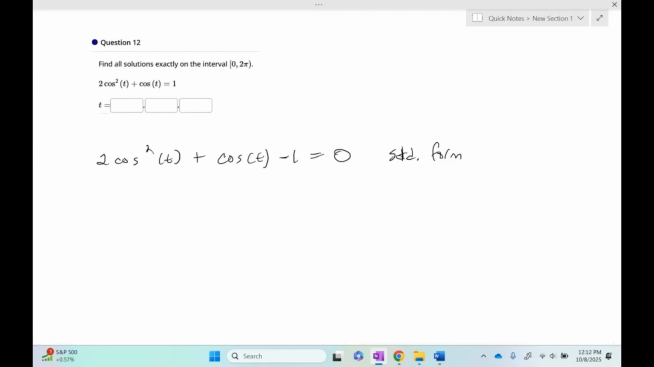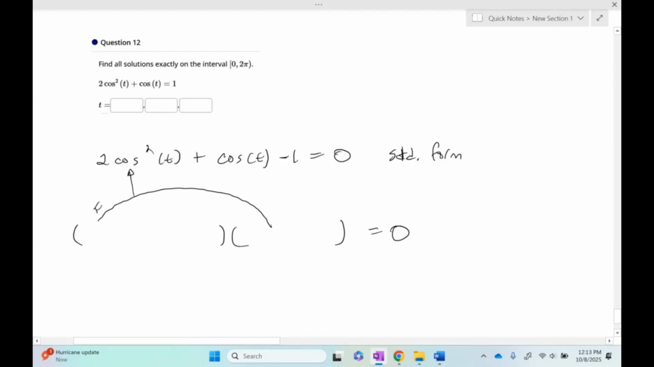So now that we have a trinomial, we are going to factor it, and it still equals 0. We're going to factor the same way we did the algebraic equation, using the reverse FOIL method. Whatever I put in for my first terms, I must be able to multiply and get 2 cosine squared t. Whatever I put in for my last terms, I should be able to multiply to get negative 1.